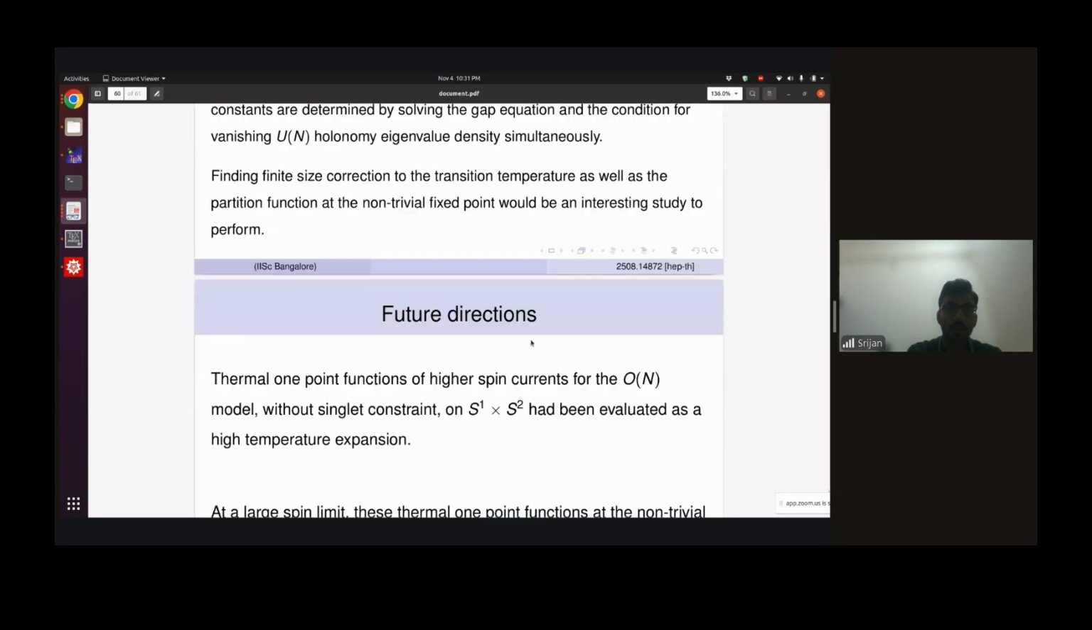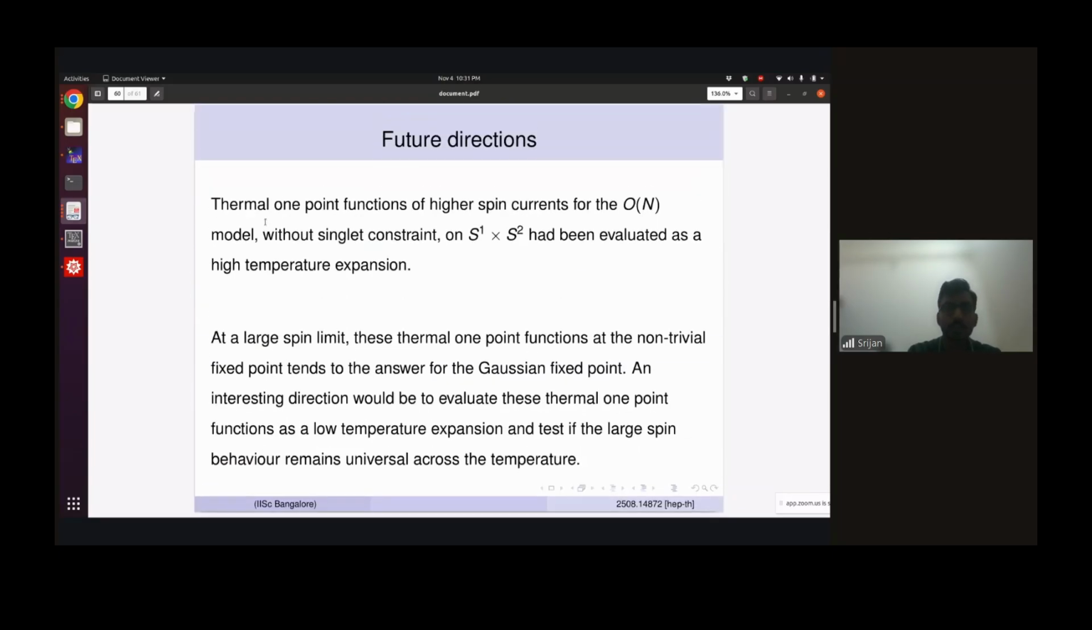Another future direction is that we have evaluated thermal one-point functions for higher spin currents for this Wien model, without the singlet constraint, on the geometry of S1 times S2. And we had an interesting observation that in the large spin limit, these thermal one-point functions at the non-trivial fixed point tend to the answer for the Gaussian fixed point. Now an interesting direction would be to evaluate these thermal one-point functions as a low temperature expansion and test if the large spin behavior remains universal across temperature.